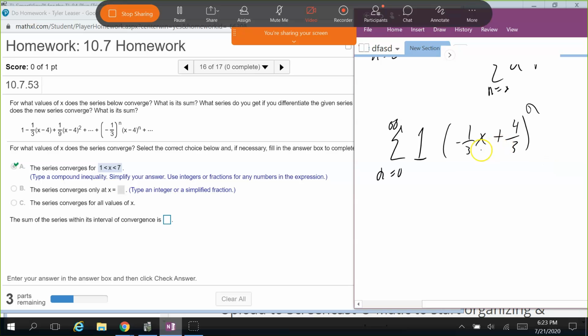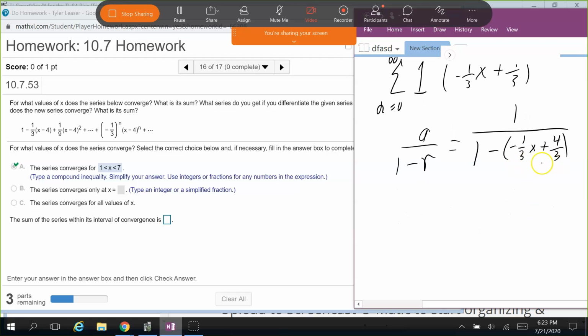Okay, so to figure out what that awful looking thing converges to, remember that the geometric series converges to a over 1 minus r. So it's going to be 1 over 1 minus negative 1/3 x plus 4/3. All right, I know my handwriting's pretty bad. Try that again. 1 over 1 minus negative 1/3 x plus 4/3. There we go, that's a little bit better.